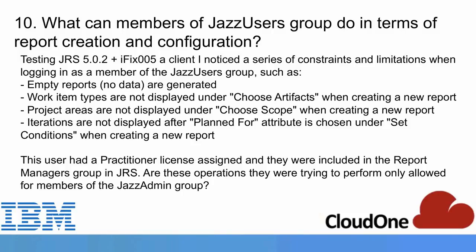What it was actually an issue with is, this is their scenario. They had empty reports. Work items were not displaying under choose artifacts. Project areas were not displayed under choose scope. Iterations are not displayed after the planned for attribute is chosen under set conditions when creating a new report. They had the practitioner's license, and so they weren't really sure why they were seeing what they were seeing. Onto the next slide.